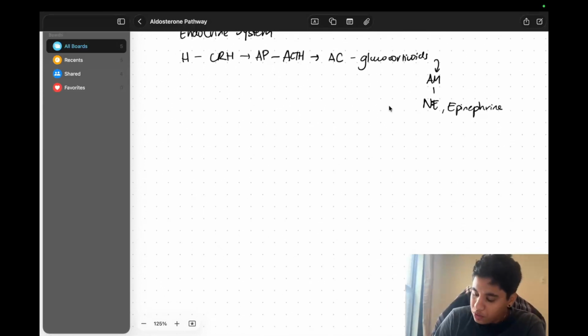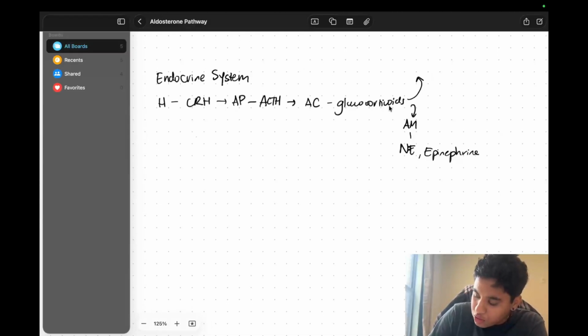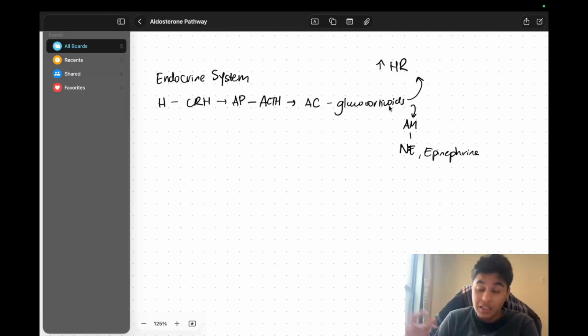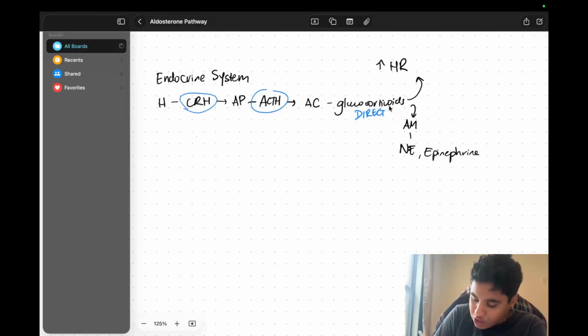We also talked about how these glucocorticoids themselves can cause the effects of stress, right? So these glucocorticoids can increase your heart rate, dilate your blood vessels that supply your fight and flight responses, but constrict the vessels that supply your rest and digest system. Cool. So we talked about how the glucocorticoids are direct hormones, and how all of these guys, CRH and ACTH, are tropic hormones. Okay, cool.